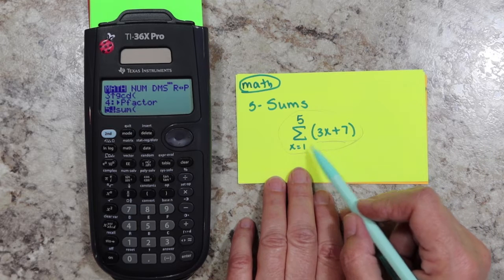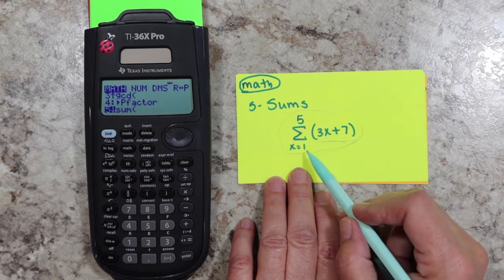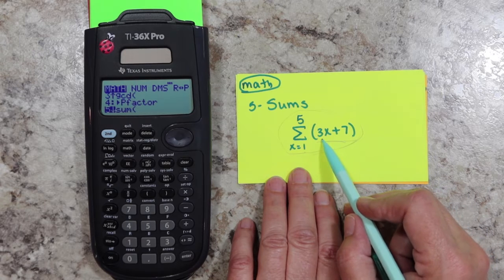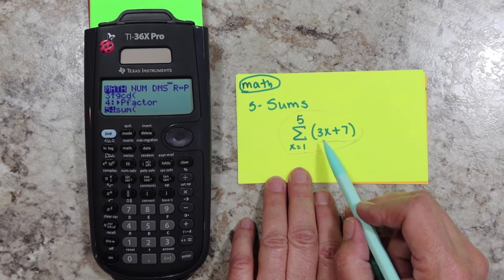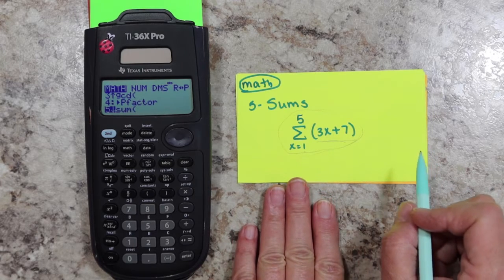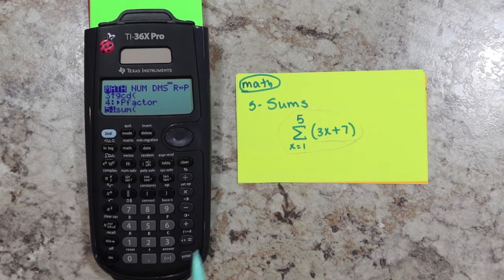So I want to find 3 times 1 plus 7, 3 times 2 plus 7, 3 times 3 plus 7, 3 times 4 plus 7, and 3 times 5 plus 7. Then I want to add those results all together. This will do it for you in just a few keystrokes. So go down to number 5 and hit enter.